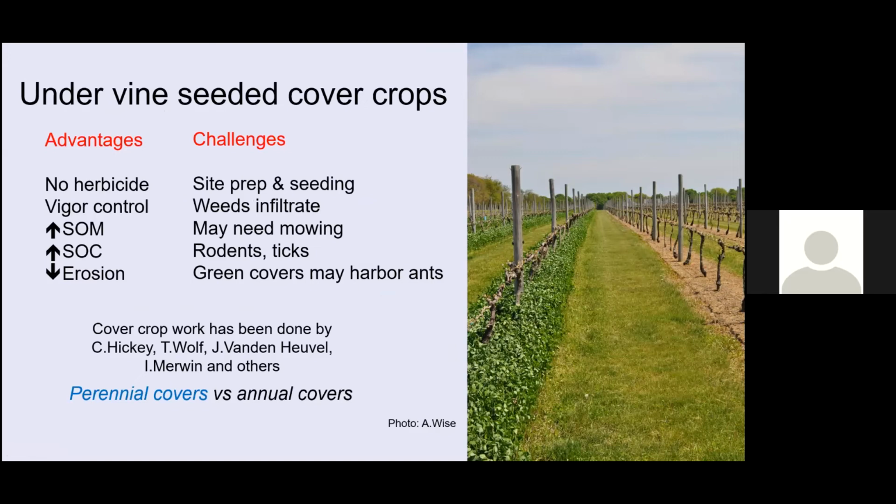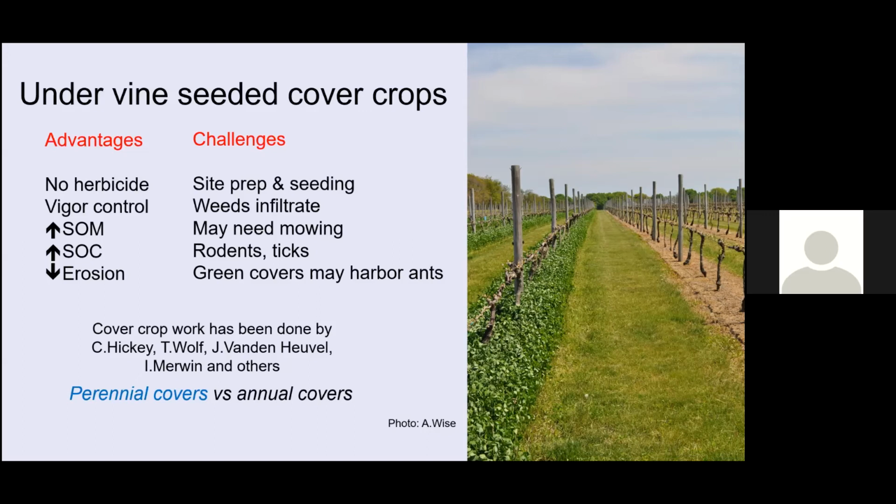You absolutely have to prepare the site. The soils on Long Island are very compacted, and even under the trellis, there's a lot of compaction. Seeding, especially a large area, is not so easy. You do have to manage these cover crops. The weeds infiltrate. You may have to mow. You may have to weed whack. If these covers are tall and persistent, you can get rodents in there. And some growers that played around with these cover crops were pretty unhappy about that part.